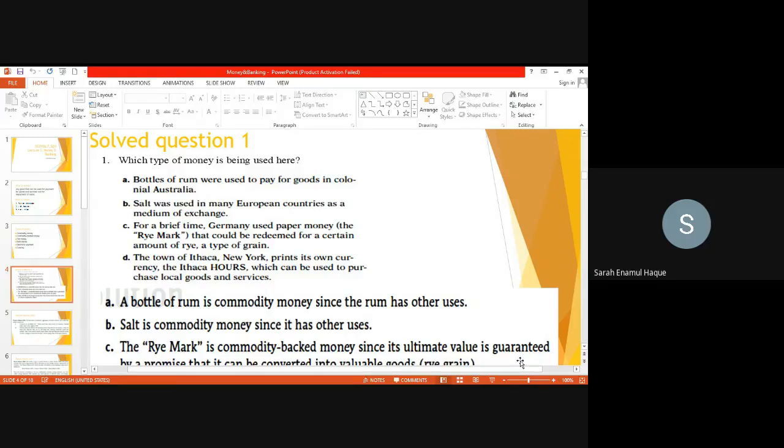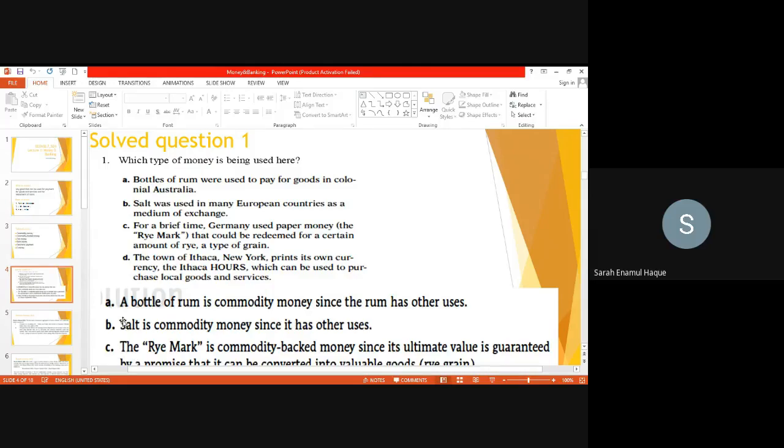Number 1, bottles of rum that were used to pay for goods in colonial Australia. So rum is an alcoholic drink. So bottles of rum were used to pay for goods and services. What type of money are they? I think it's very clear. It's a commodity money. The answer is also given here. It's a commodity money, since the rum has other uses as well. Not only for drinking, but you can also use it as antiseptic.